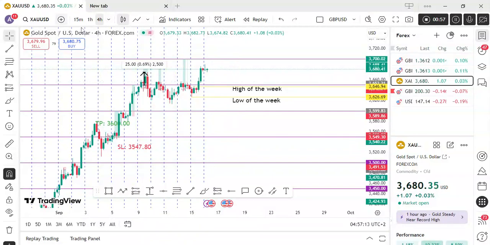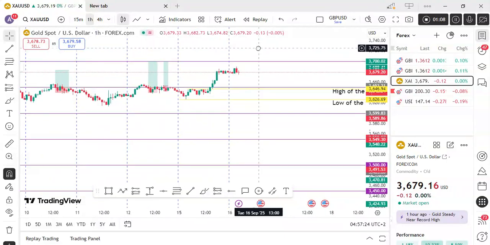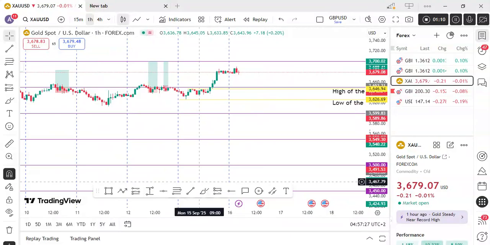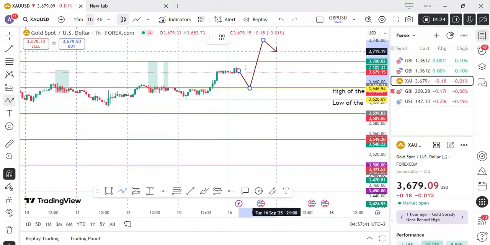What I'm waiting for in order to join this buy setup is here on my intermediate time frame, the 1 hour. This is what I'm expecting on gold in order to join this buy setup. I'm going to wait for gold to at least retest this level before positioning for a long trade. This is what I'm anticipating on gold.